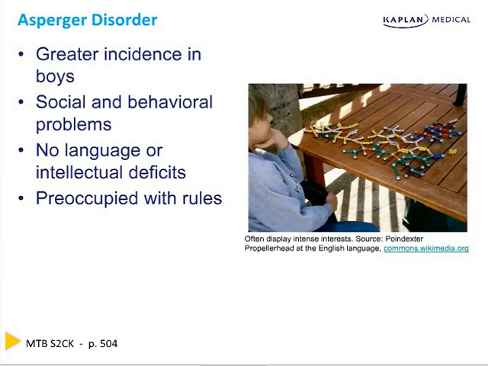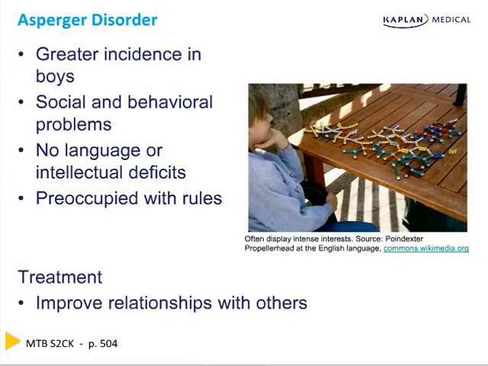They do really well in things that are rigid, that are only one way to do them. So here you've got a picture of a child doing a puzzle. He's putting these pieces together, and there's really only one way to piece them together or form this, and ultimately that's what they tend to do best at. The treatment here is to improve their relationships with others. You want them to lead as normal of a life as possible.